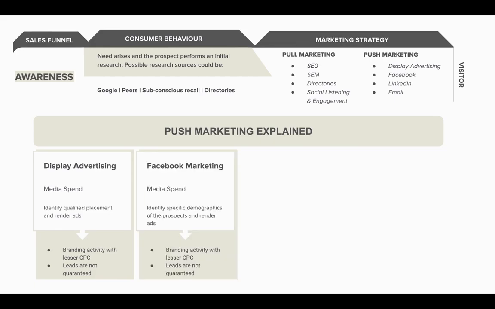Facebook marketing. Now, this is one of the best ways of getting your display advertising done. So, media spend is involved out here. You identify specific demographics of the prospects and render your ads. Let's say, for example, if you are into a restaurant business or a hotel industry, okay, and you might want to target people on Facebook who are approaching towards their birthday in next 1 week. Why not? They might want to throw a party.